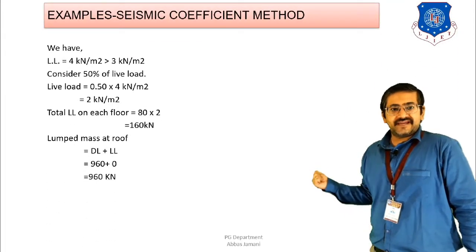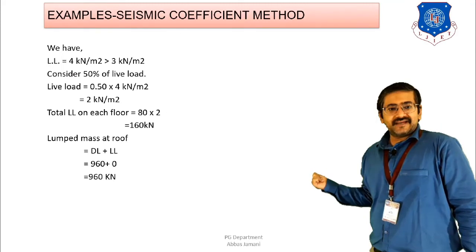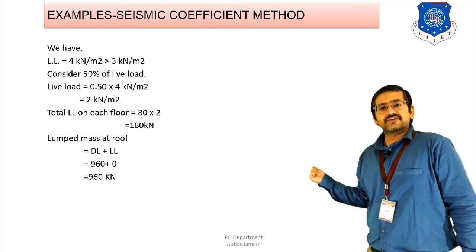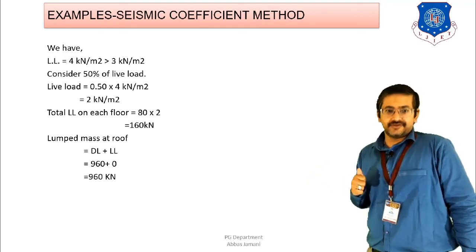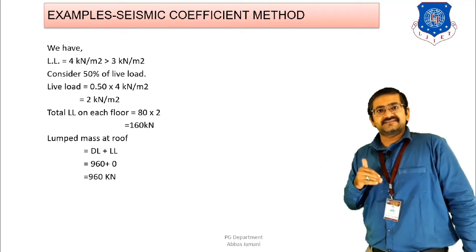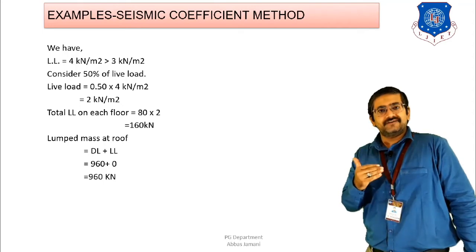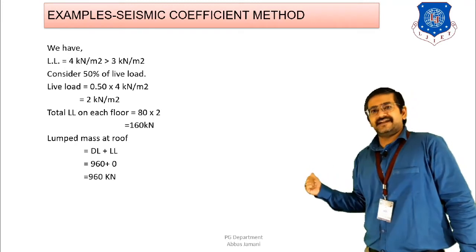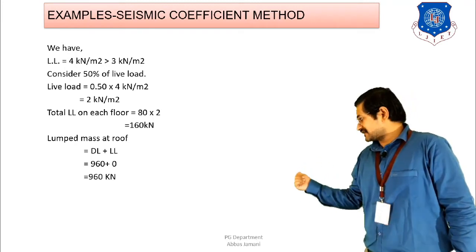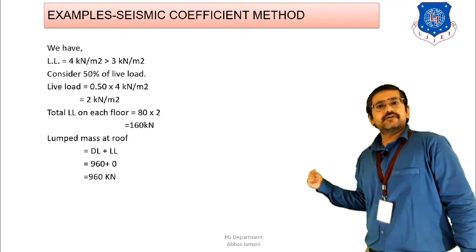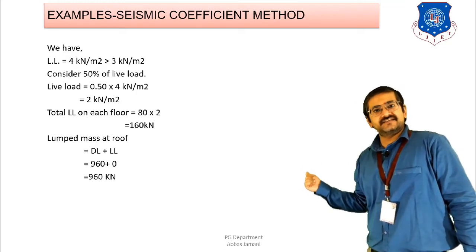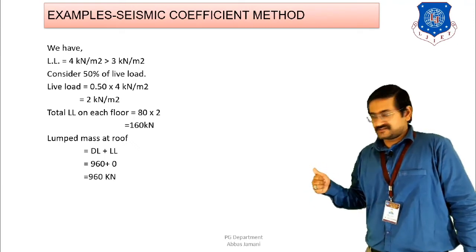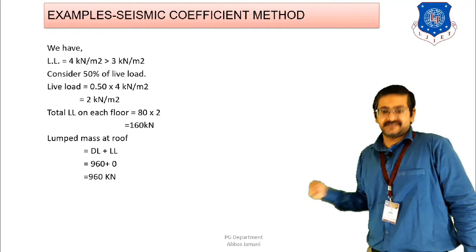right? Based on that, if I substitute the value, the total live load on each floor is going to be 80 meter square into 2 kilonewton per meter square, equal to 160 kilonewton, right? So now I have the value of dead load on each floor level and I also have the value of live load on each floor level. If I do the summation, dead load plus live load, then the total lumped mass on the roof level is 960 plus 0, because the imposed load component is to be considered as 0 on the roof level. That is why the total value on the roof is 960 kilonewton.